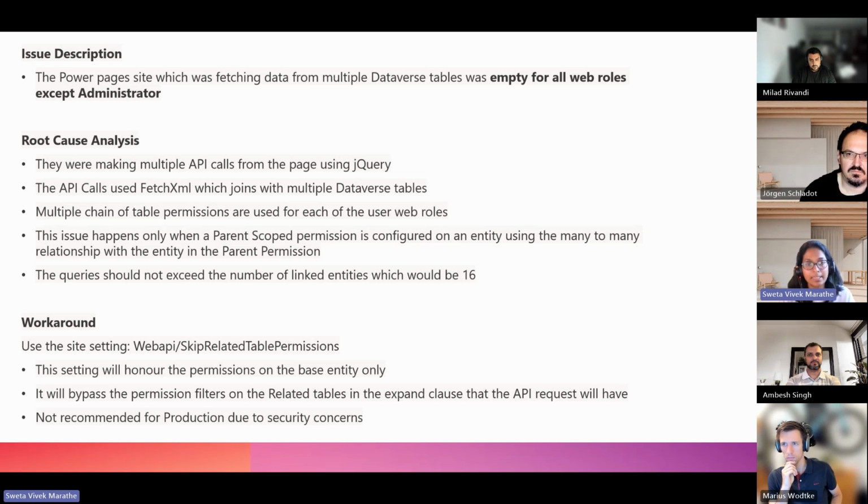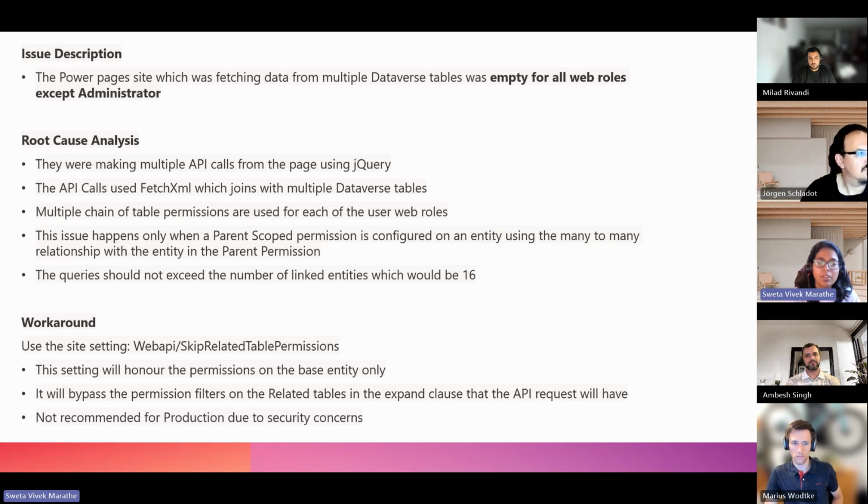Of course, our linked entities that we used were much lower than 16, but this is something that all of us can keep in mind, that the number of linked entities that we use in our web API queries should not exceed 16. So this is one thing that we should keep in mind. And then the time that it took, right? It took us about 24 hours or about 36 hours for them to deploy the fix because it was a production issue as well.